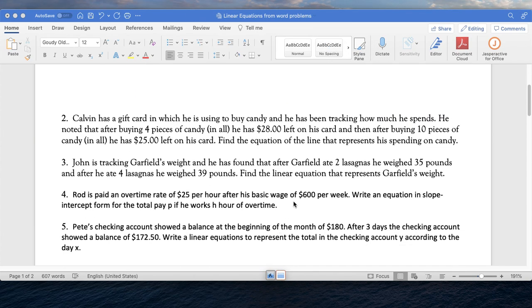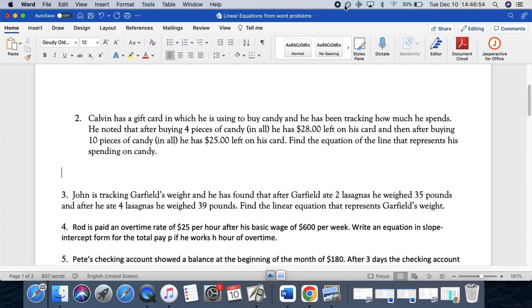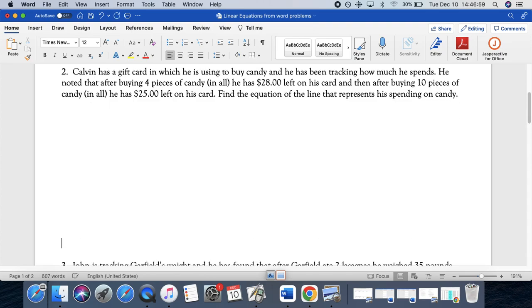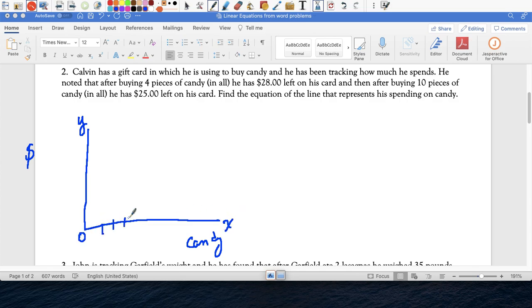Let's move on to 2. Again, all of these are repetitive, but they're just given in a different context. This one is a gift card context. The money is going to be dependent on the number of candy. So money is going to be my dependent variable, my y-axis, and candy is going to be my x-axis. So here's 0, 1, 2, 3, 4, 5, 6, 7, 8, 9, 10.